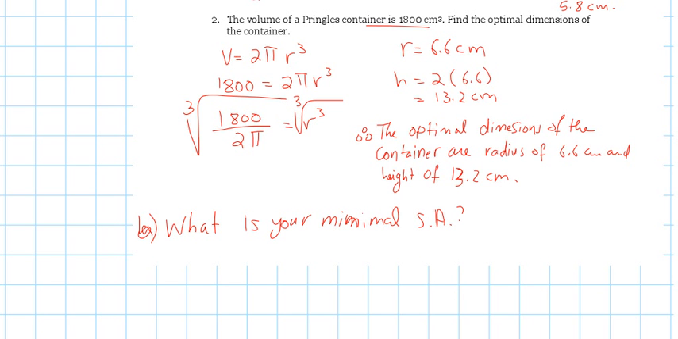In this case, you're going to take the surface area formula, and then what are you going to plug in? The radius, which is 6.6. You might see questions like this, so you should know that at this point, you found your optimal dimension, you just have to plug them in. Okay?